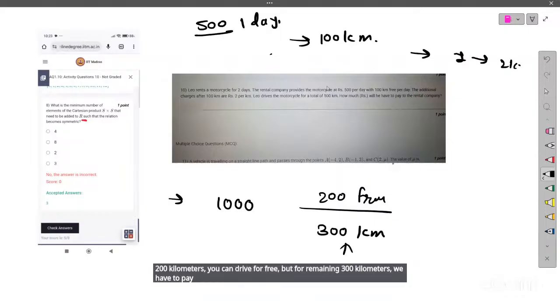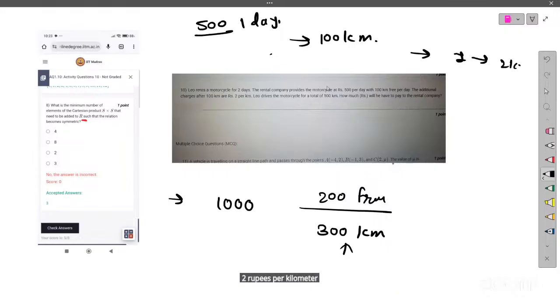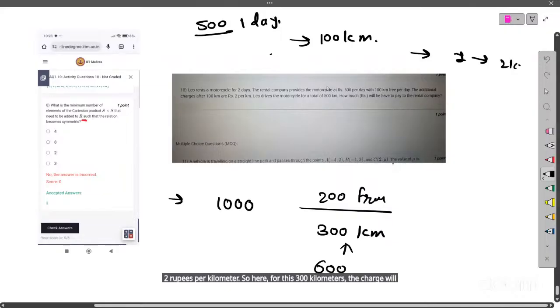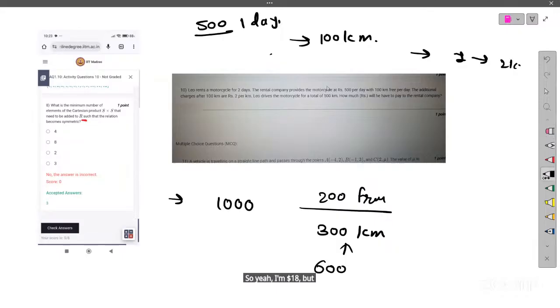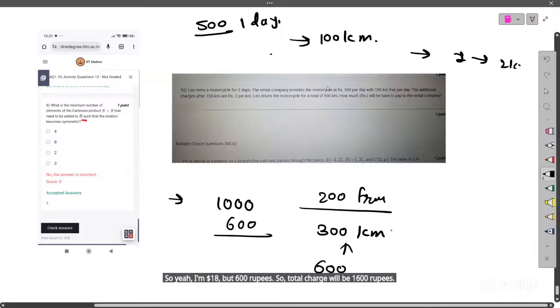And how much do we have to pay? We have to pay twice the kilometers, that is 2 rupees per kilometer. So for these 300 kilometers, the charge will be 600 rupees. Sorry, I said dollar, but 600 rupees. So the total charge will be 1600 rupees, 1000 plus 600. Okay, thank you, ma'am.